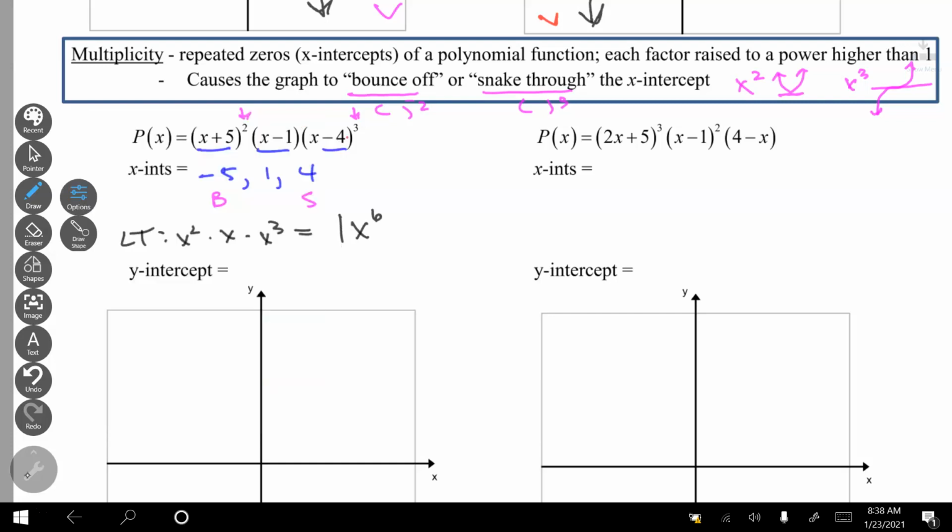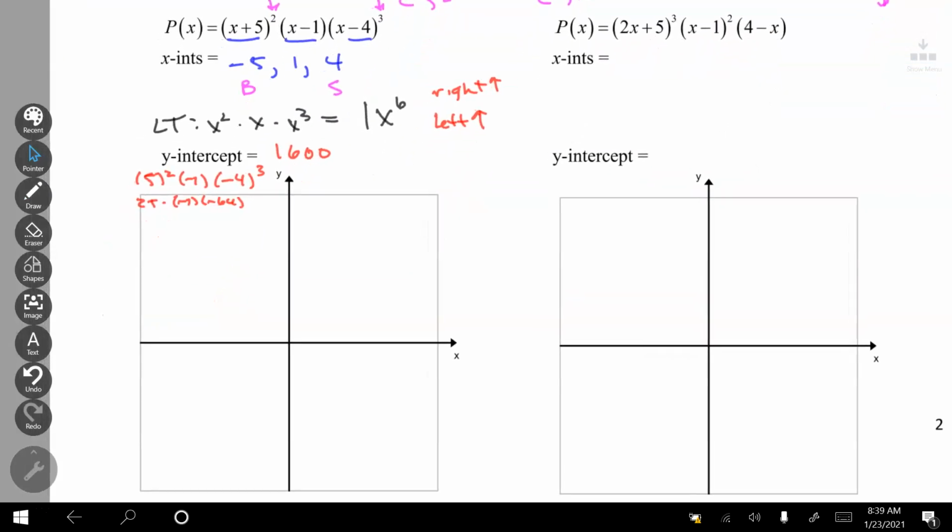So that means the 1 means the right side will go up to infinity, and because it's a 6, even, the left side will go also up to infinity. When I want to find a y-intercept, I plug in 0, so I get 5 squared times -1 times -4 to the third, and if I do my math, I get 25 times -1 times -64. I get 1600 is my y-intercept. So I'm going to start graphing all this information.